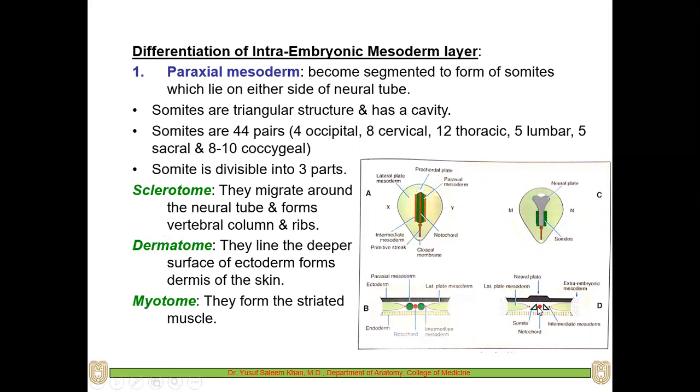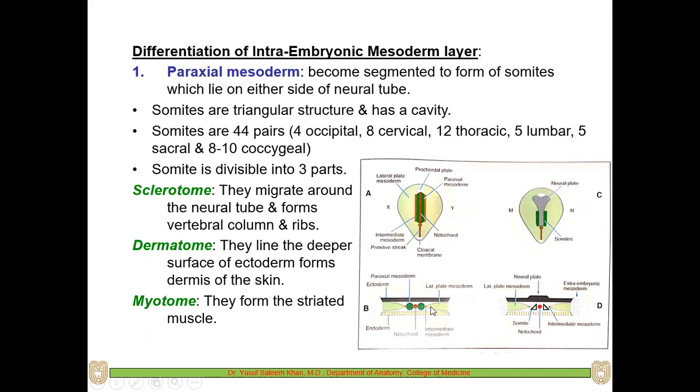So these somites are very important structures which differentiate into three structures. Sclerotome which forms the bone, dermatome which forms the lower part of the skin, and the myotome which forms the muscles. So this is a very important structure called the sclerotome, which is derived from the paraxial mesoderm. Paraxial mesoderm. This is how it looks before, and if you take a section at this level, now with the development of somite, this is how it becomes triangular.